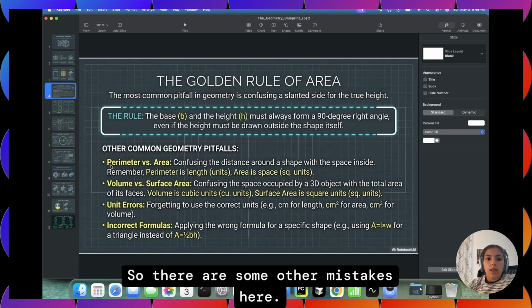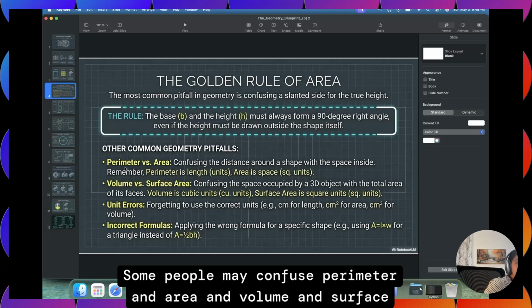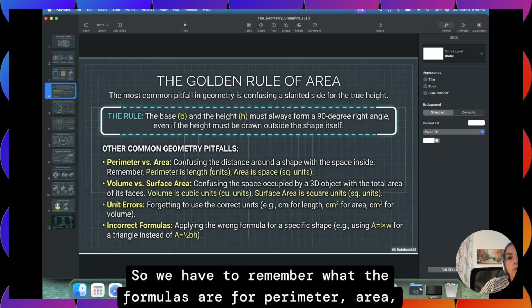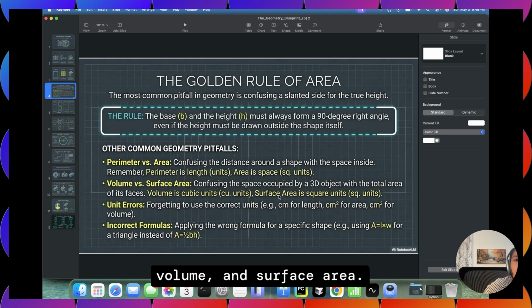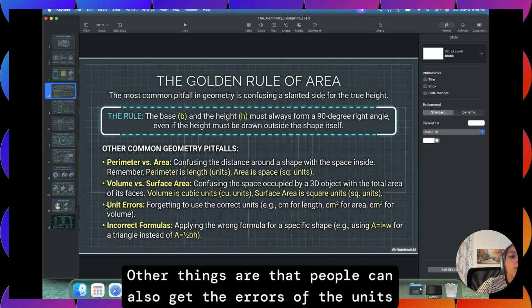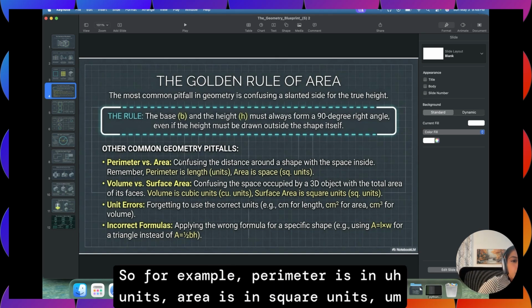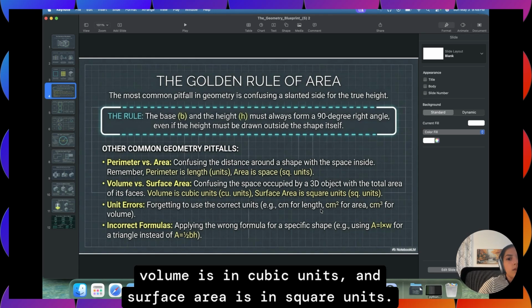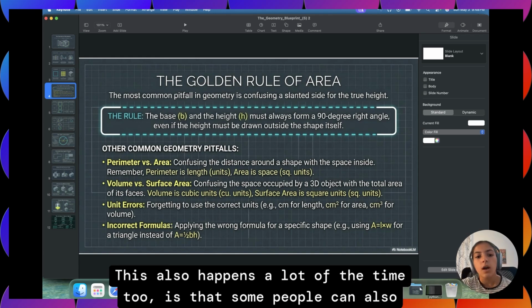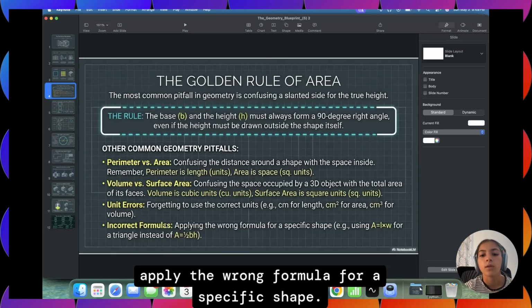So there are some other mistakes here. Some people may confuse perimeter and area, and volume and surface area. So we have to remember what the formulas are for perimeter, area, volume, and surface area. People can also get the units wrong. For example, perimeter is in units, area is in square units, volume is in cubic units, and surface area is in square units. This also happens a lot: some people apply the wrong formula for a specific shape.